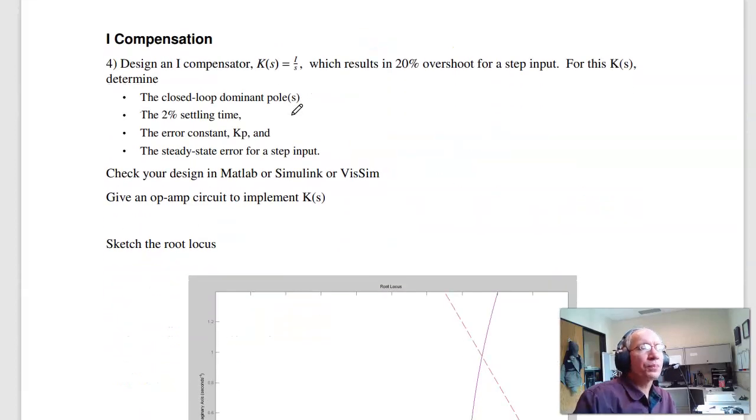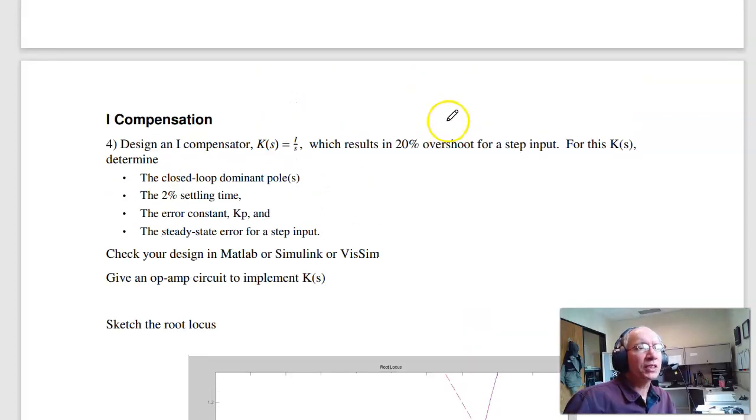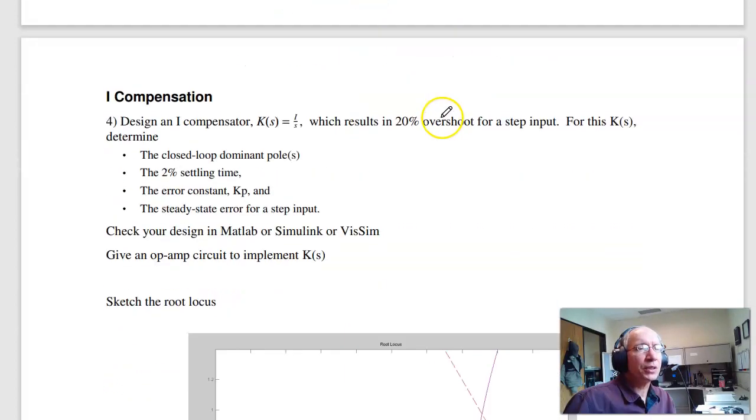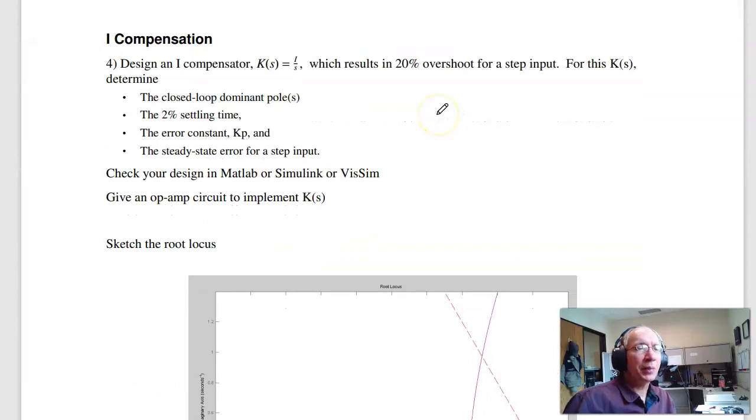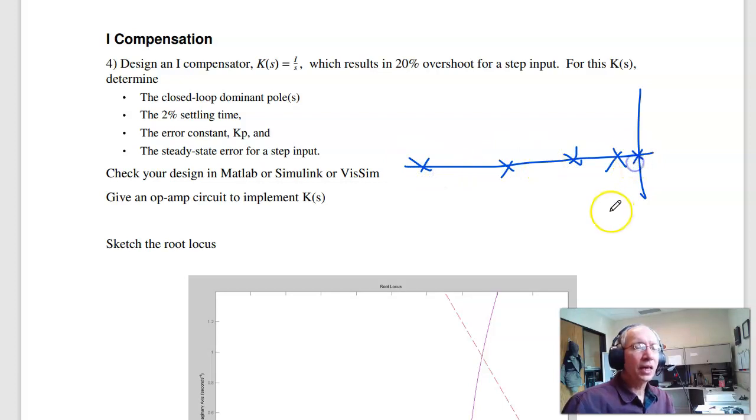Problem 4. Now we're getting into PID compensation. The problem with the previous designs is I have steady state error for step input. If I add an integrator, I'll make it a type 1 system and there will be no error. So let's take the previous system, which had 4 poles, and add a pole at s equals 0. I now have no error for step input. Now design for 20% overshoot.